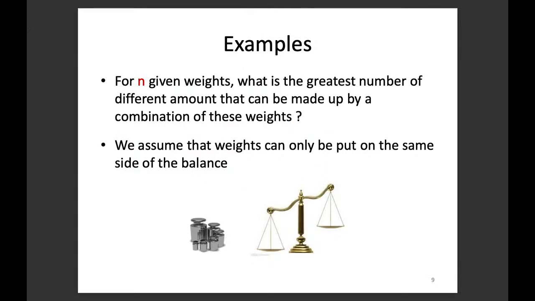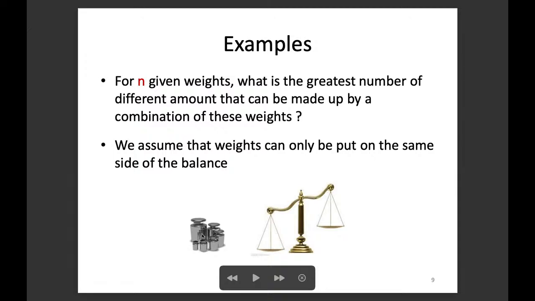Another example is what we call a pan balance. There are two pans here. It is a balance that we can use to measure the weights of some item. Suppose that we have some standard measuring weights here, and let's say there are n of them. We can use these measuring weights, put them on one side of the pan, and put the object that we want to measure on the other side, and find out how heavy it is. So with n given standard weights, what is the greatest number of different amounts that we can measure?